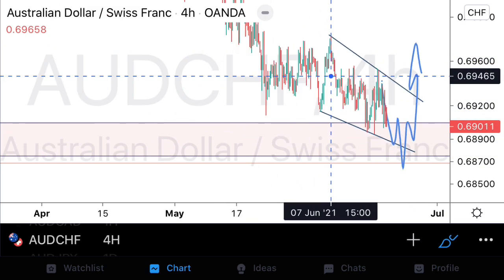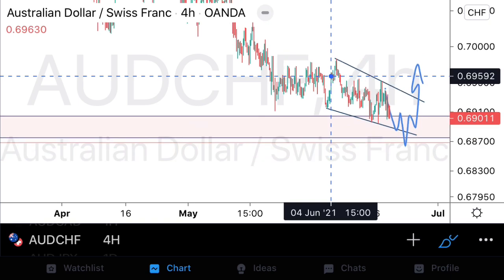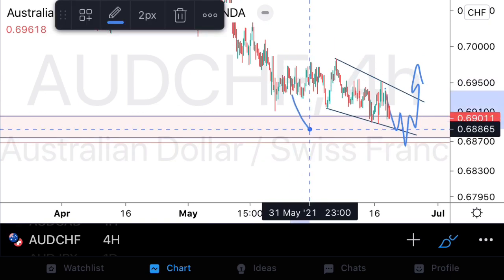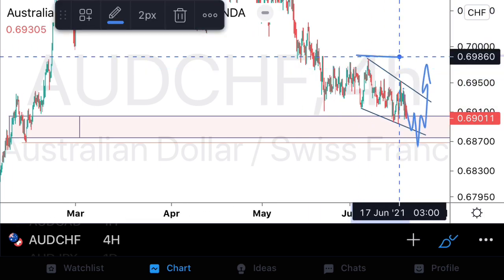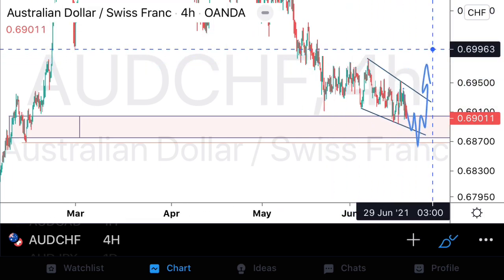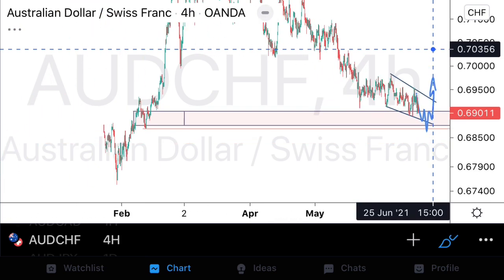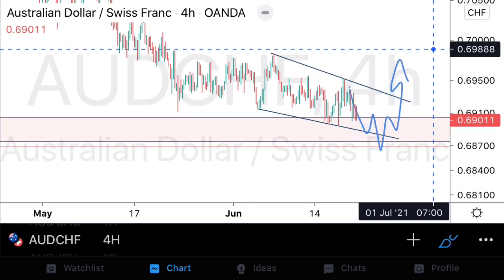So on Aussie Swiss franc, guys, given all of the reasonings that we just spoke about, we're going to go into next week looking for bullish bias setups. We're going to be targeting first of all these structural highs over here, and then we'll see how far Aussie Swiss franc can run with us. So bullish bias over the course of next week for Aussie Swiss franc.